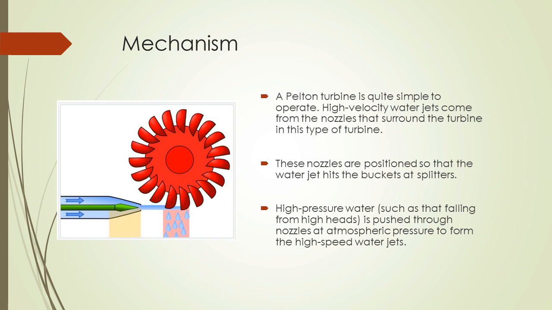This is how it works, the mechanism of the Pelton turbine. A Pelton turbine is quite simple to operate. In this type of turbine, high velocity water jets come from the nozzles that surround the turbine. These nozzles are positioned so that the water jet hits the bucket at the splitters. High pressure water, such as that falling from high heights, is pushed through the nozzles at atmospheric pressure to form the high speed water jets. This produces electricity when the wheel turns. That is all from me.